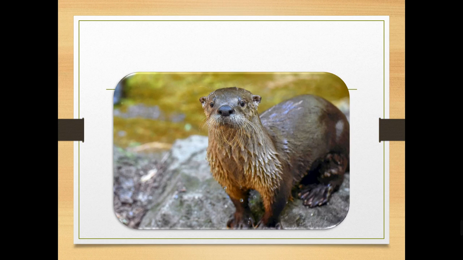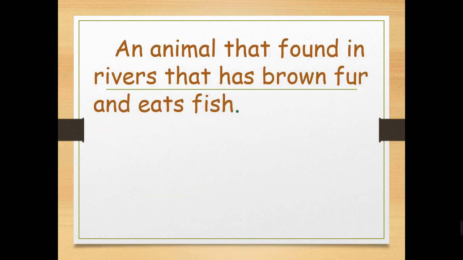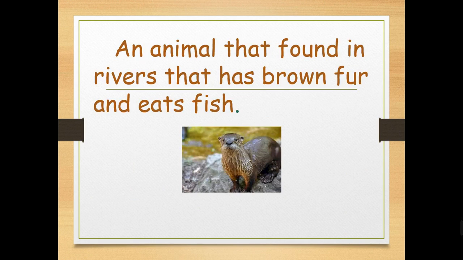Next we have this lovely animal. It's called otter. What is otter? An animal that's found in rivers that has brown fur and it eats fish. Have you ever seen an otter before? Yeah? Some of you saw it before and some don't. You can go and search for it and know more about it.